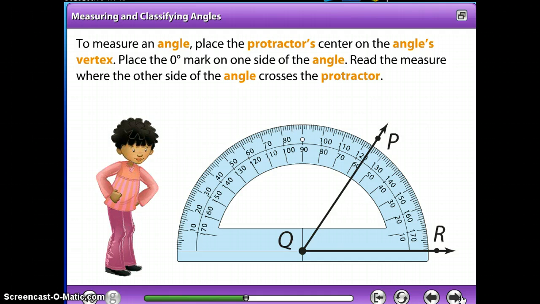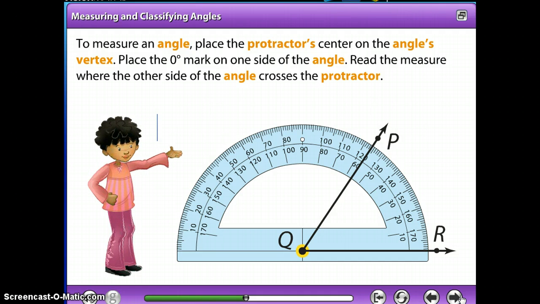To measure an angle, place the protractor's center on the angle's vertex. Place the 0 degrees mark on one side of the angle. Read the measure where the other side of the angle crosses the protractor. Okay. So you're going to put the vertex of the angle on that center point. I want everyone's eyes tracking the screen.